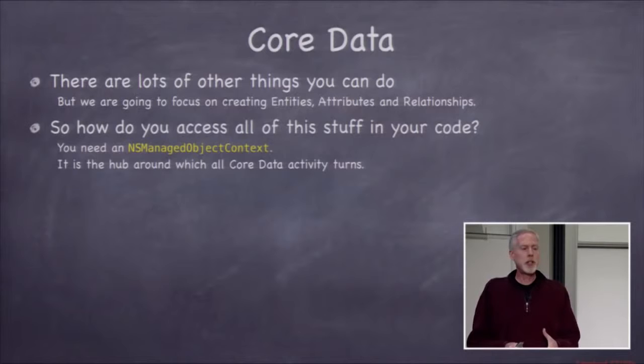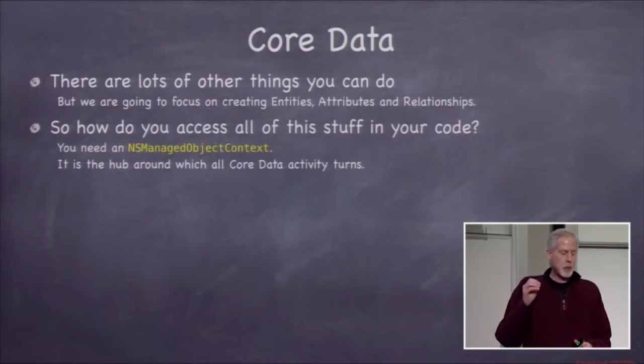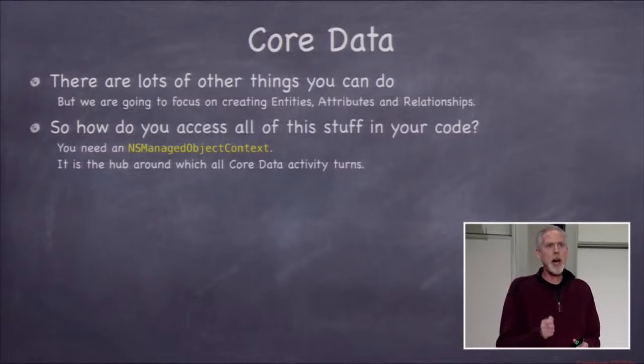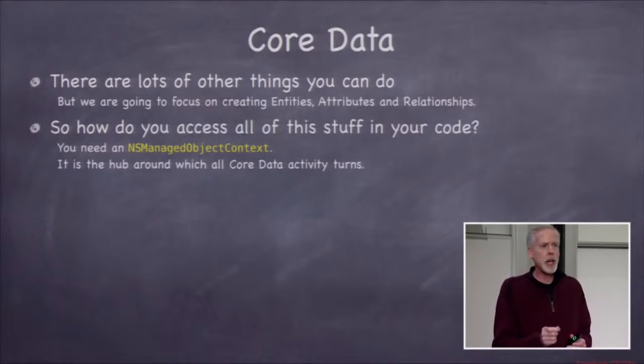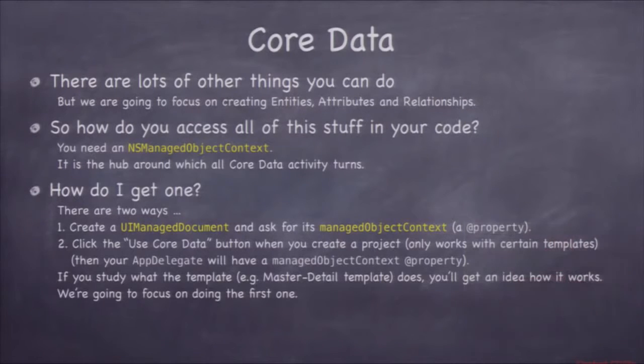So how do we access all of this stuff in our code once we've created this map? And the answer is we need an NSManagedObjectContext. Okay, NSManagedObjectContext. This context is kind of the hook we need to go create objects in the database, set attributes of objects in the database, query for objects in the database. We all do these through this context. So how do we get a context? Well, there's really two ways to do it.